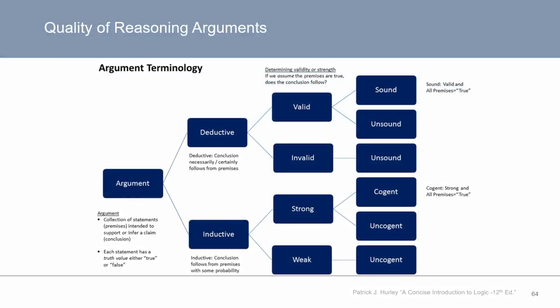This slide gives an overview of the terms we've introduced describing the quality of reasoning arguments, both from a deductive and inductive reasoning perspective. Towards the top, we have valid and invalid, as well as sound and unsound arguments for deductive reasoning. And towards the bottom, we have strong versus weak and cogent versus uncogent arguments for inductive reasoning.